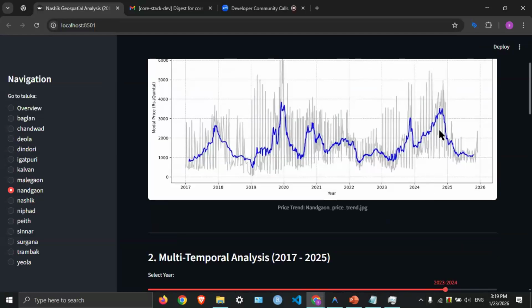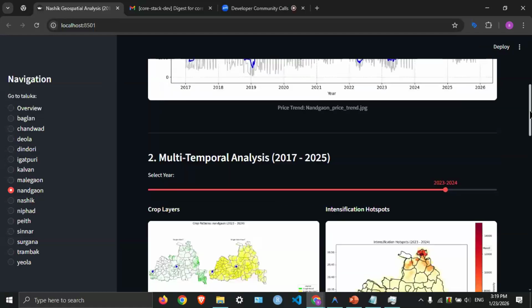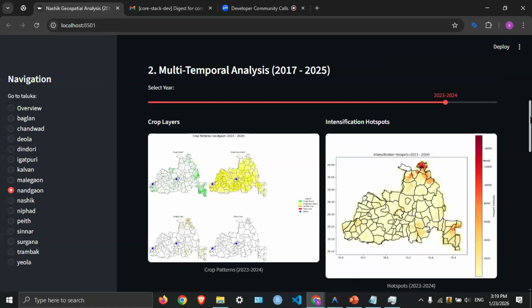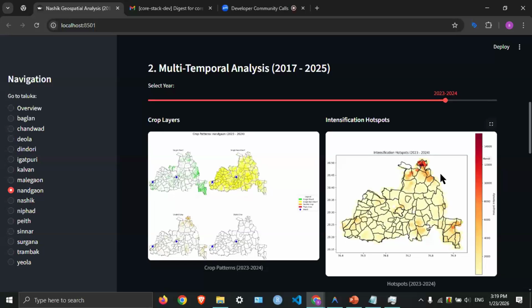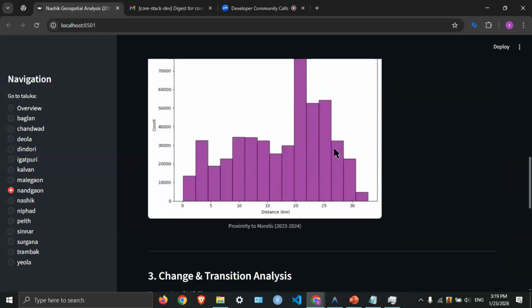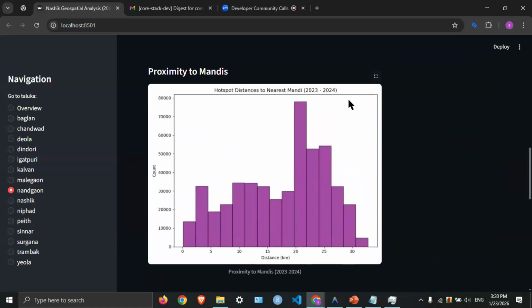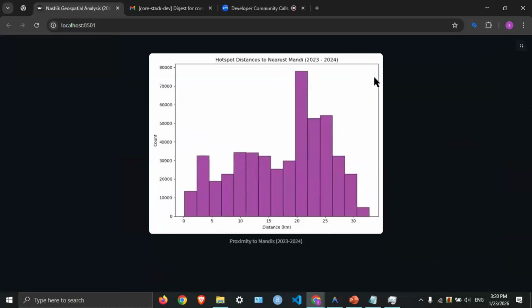2023-24, also you can see there is a shock to the onion prices, right? So we can try to correlate to that. Hence, the hotspot is predominantly represented in the top north corner. In that case, proximity to the mandis increases.